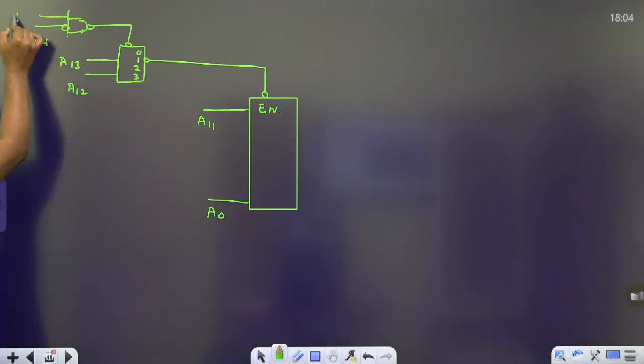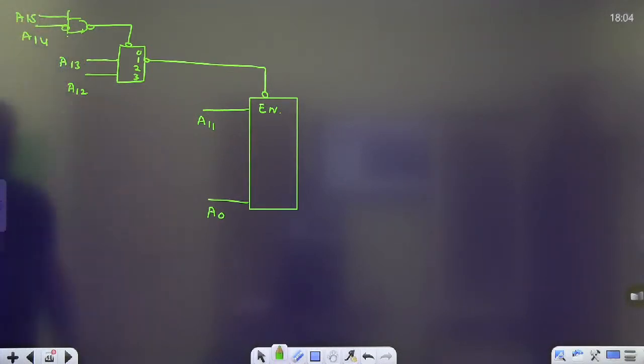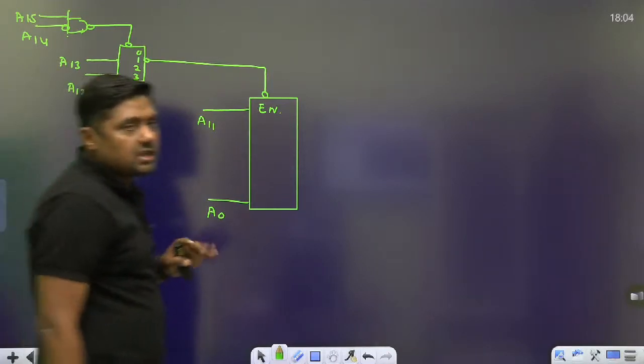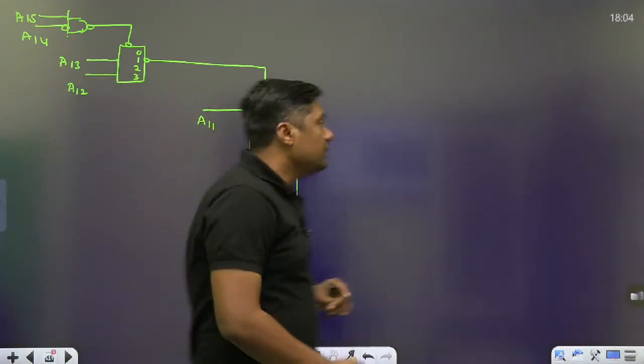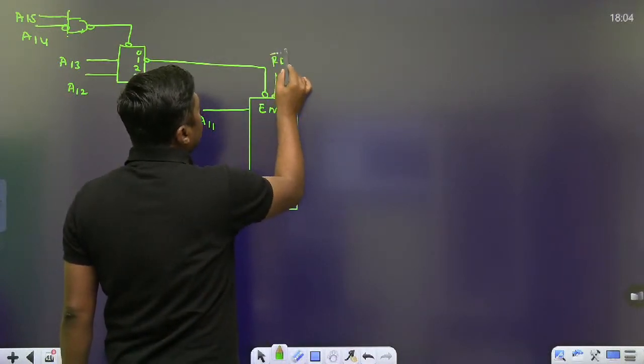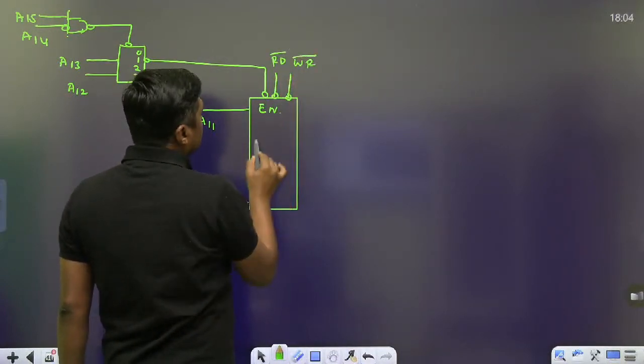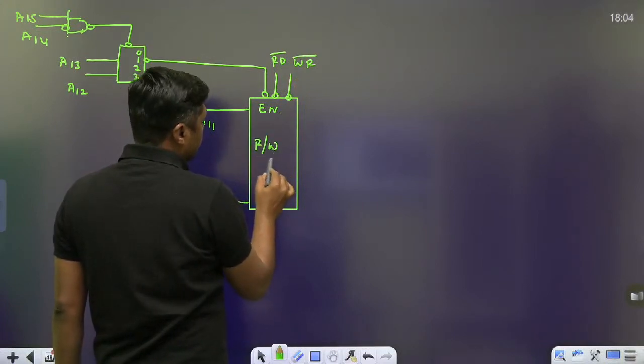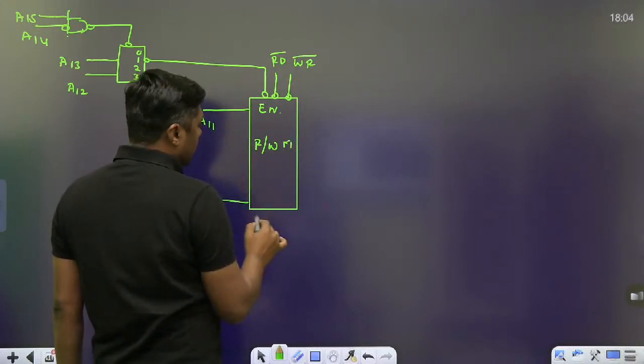A14, A15. Everyone, that is visible? A15, A14, A13, A12 and then A11, A0 to A11. So total 16 lines are defined here, right? Now the read signal is given here, write signal is given here. This means it is a memory. Read, write, memory. Okay.